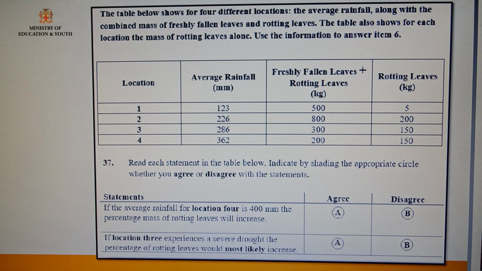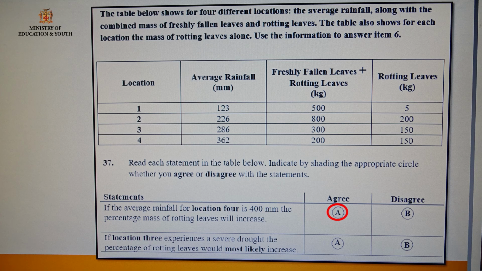If we just analyze, we may think that it's just asking us for the mass of rotten leaves, in which case we would disagree. However, it says the percentage mass of rotten leaves. And so, if we're looking at percentage mass, which is the amount of rotten leaves over the total, as the rainfall increases, the percentage mass of rotten leaves actually increases. All right? And so our answer for the first statement would be that we agree with that statement. So our answer is A.